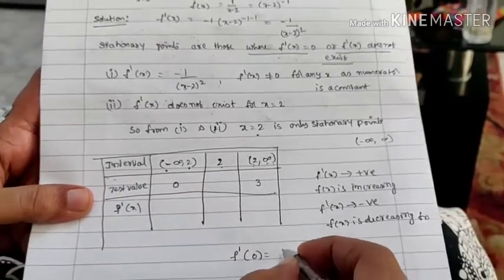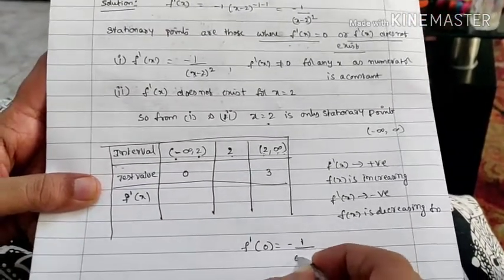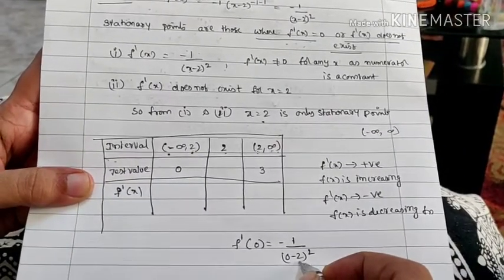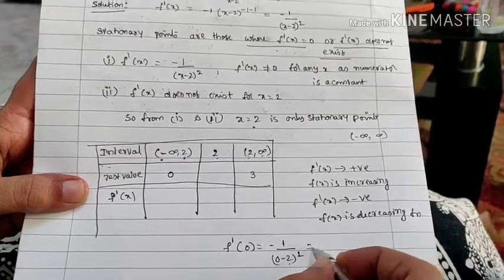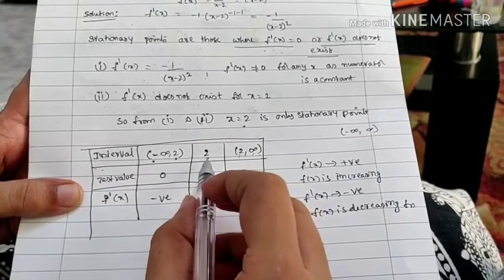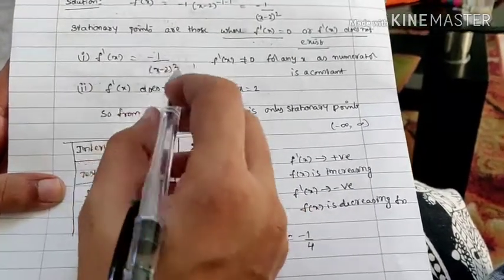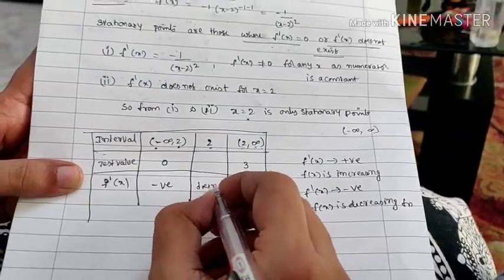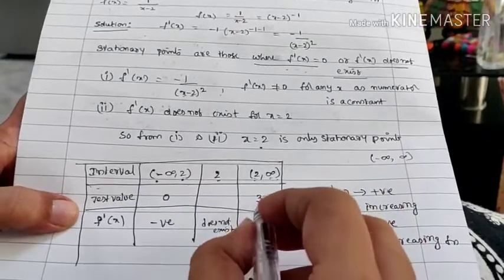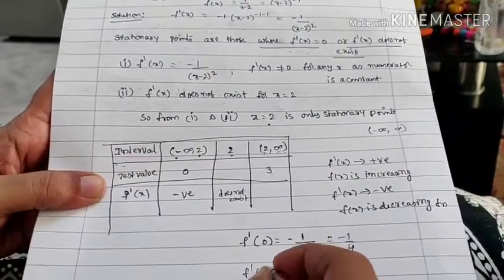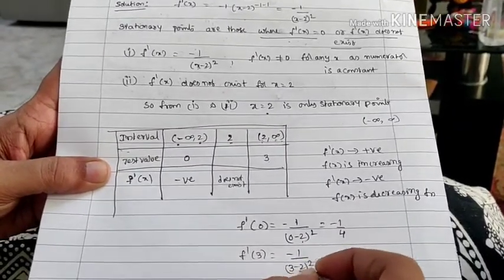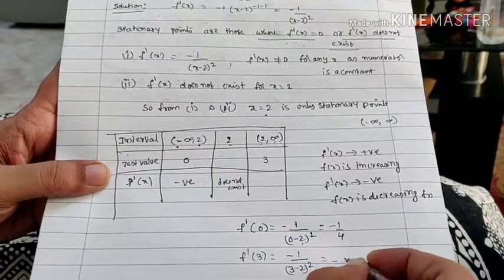Now take 0 and put this value in f dash of x. Suppose f dash of 0: minus 1 by (0 minus 2) whole square. 0 minus 2 is minus 2, and minus 2 whole square is 4, so this is minus 1 by 4. So f dash of x is negative. If you take 2 here, f dash of x does not exist. If you take 3, f dash of 3 is minus 1 by (3 minus 2) whole square, and 3 minus 2 is 1, so this is also negative.